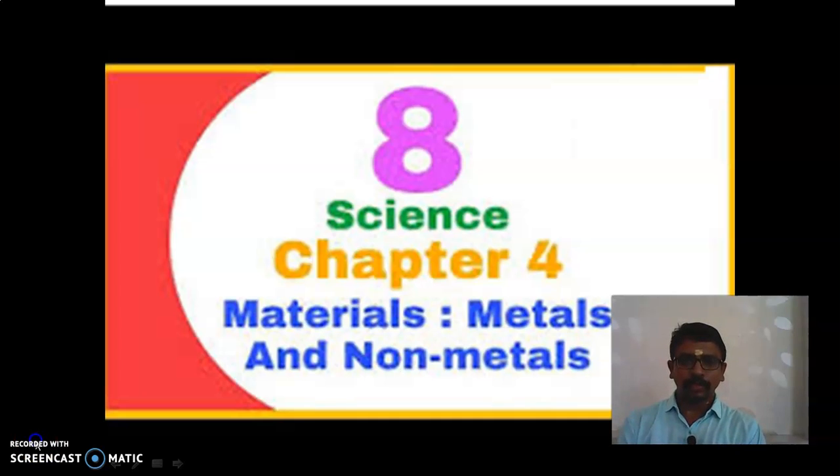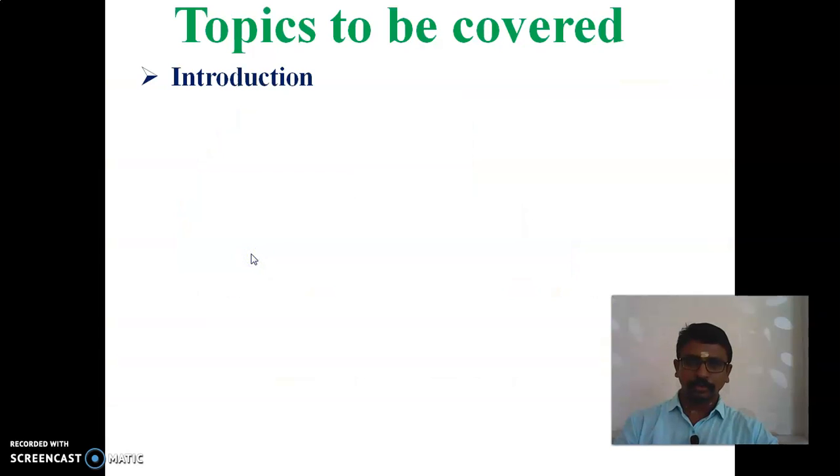So now we are going to discuss the new lesson. It is chapter 4. The lesson name is Materials, Metals and Non-Metals. In this chapter, we are going to discuss the topics to be covered. First, let me give the introduction of this lesson: what materials are and how they can be obtained.